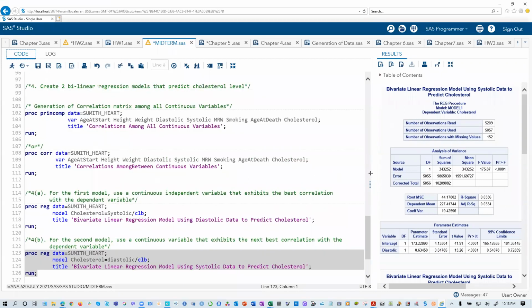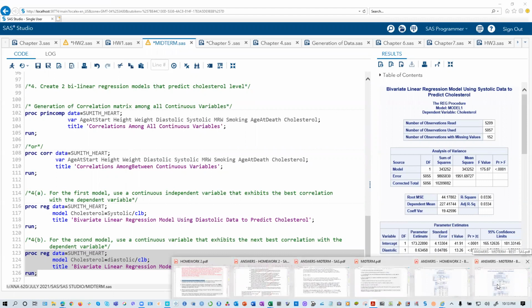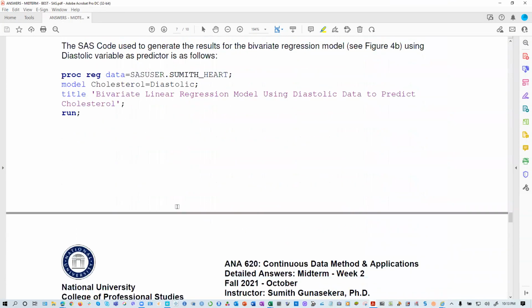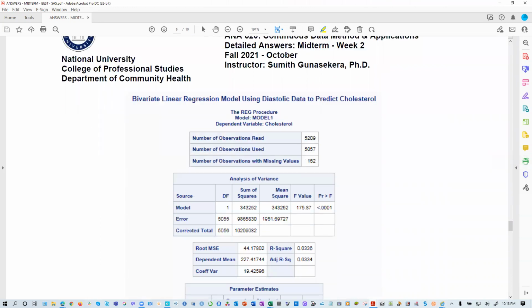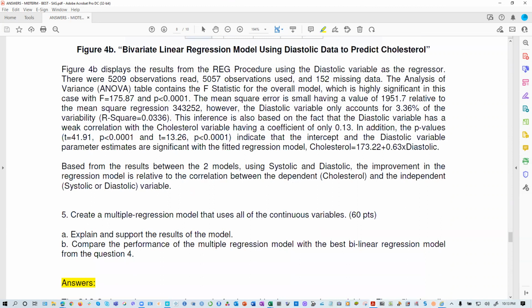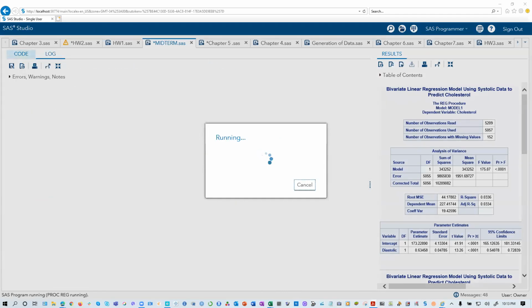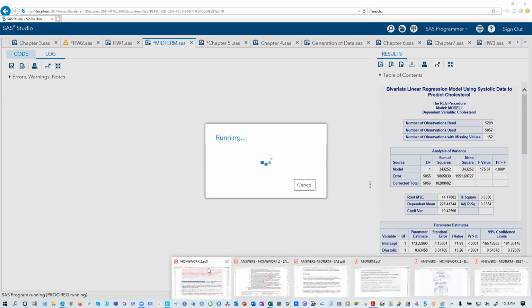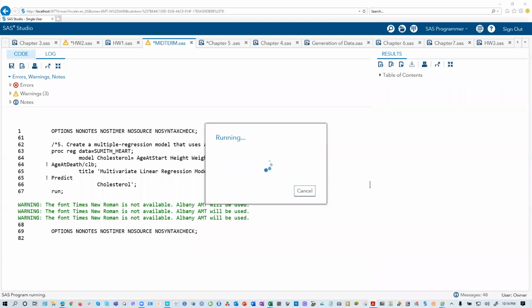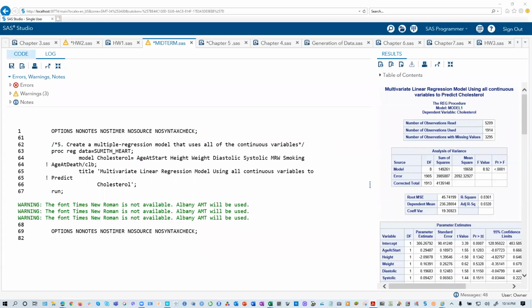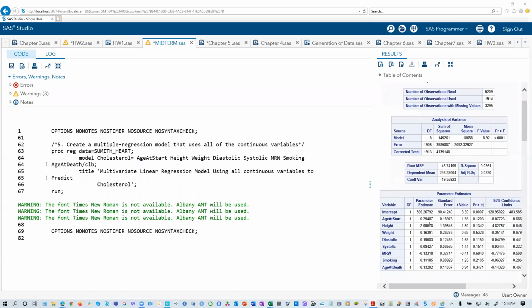Okay. So the only thing that you can do there is to simply mention that correlation only. Then later on, for the bivariates, you compare and contrast. Later on, you go to the multiple one. For the multiple one, if you run it, you can write the description for that. The last one says to create a multiple regression model that uses all of the continuous variables. All the continuous variables.